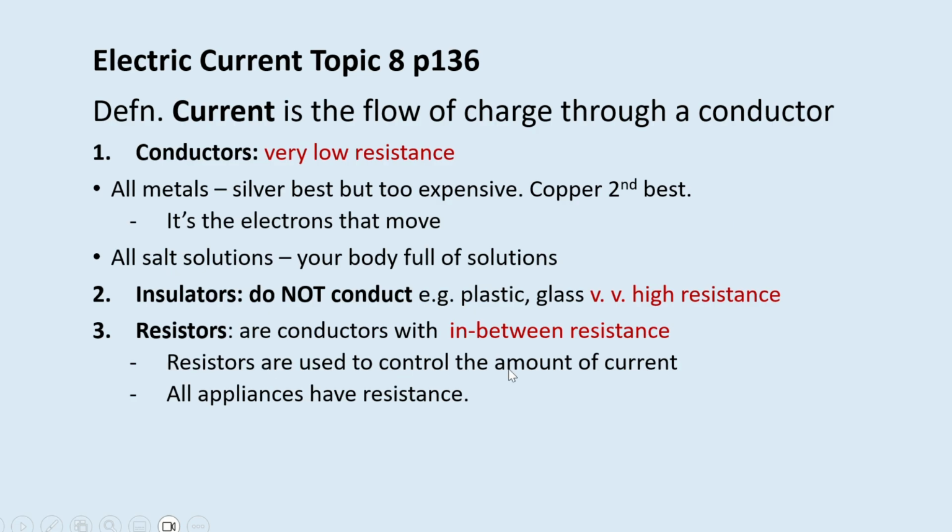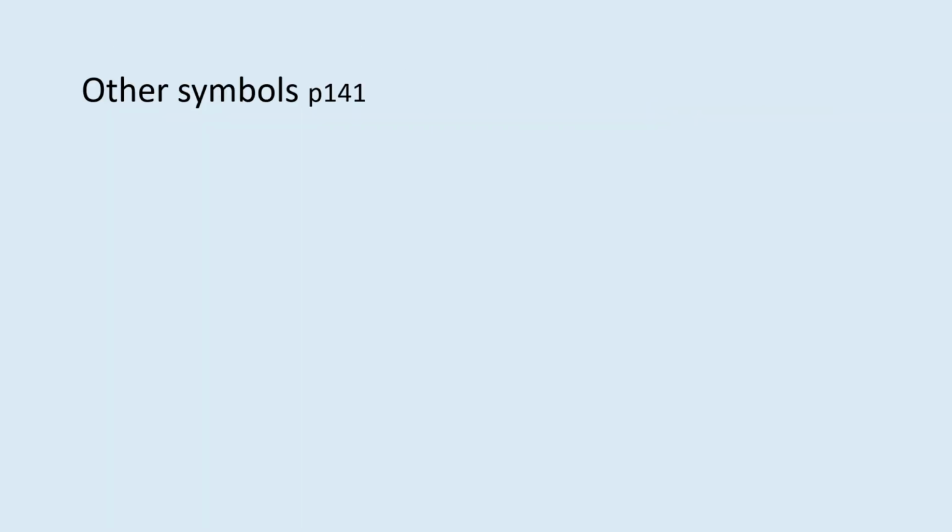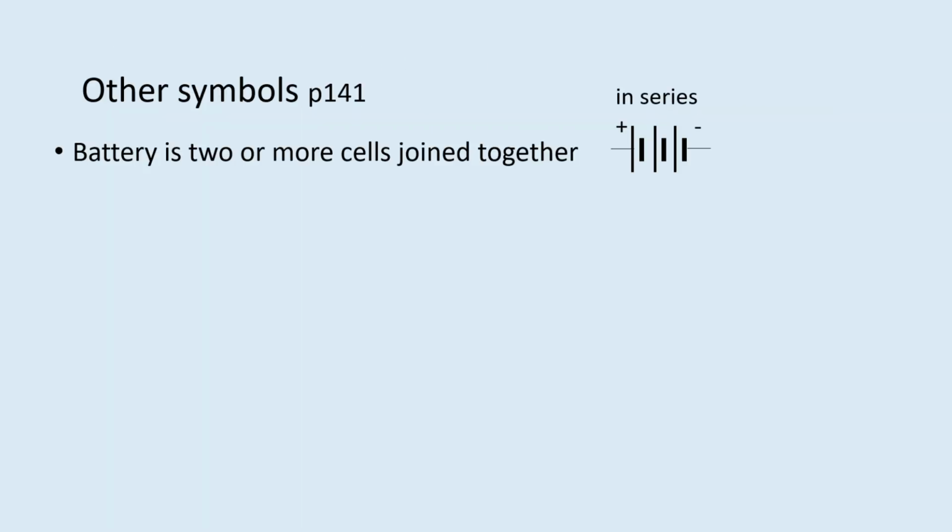Resistors are used to control the amount of current in a circuit. All appliances have the resistance, the right one, to get just the right amount of current flowing. A battery consists of two or more cells joined together. Here they are in series, negative to positive, but sometimes they're connected in parallel, positive to positive, negative to negative.